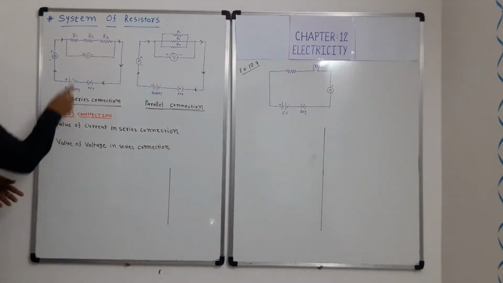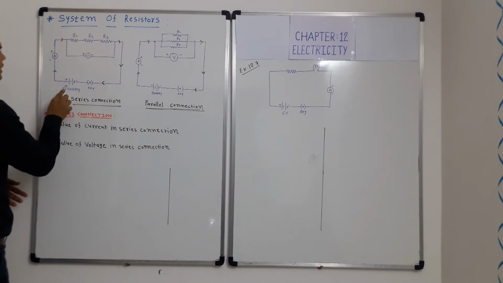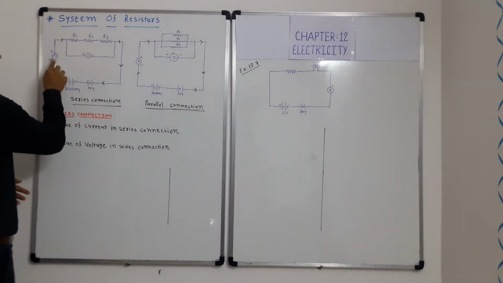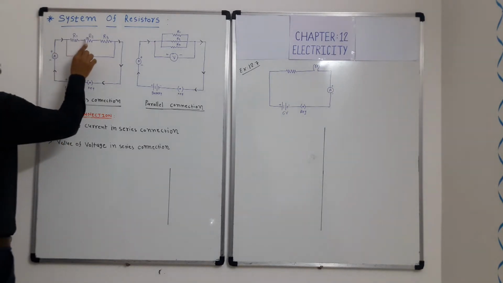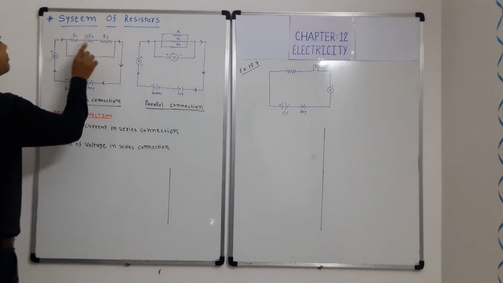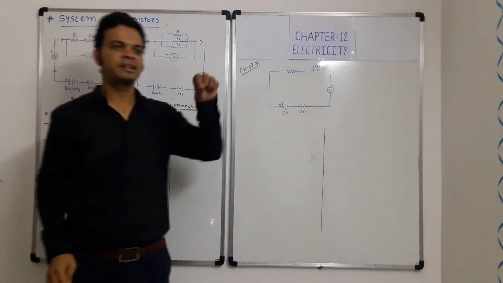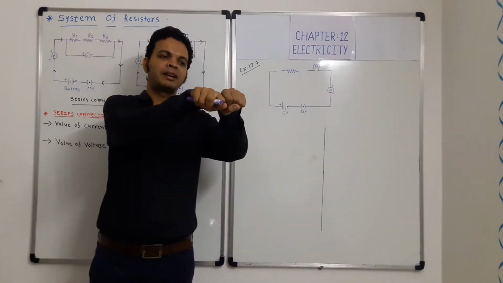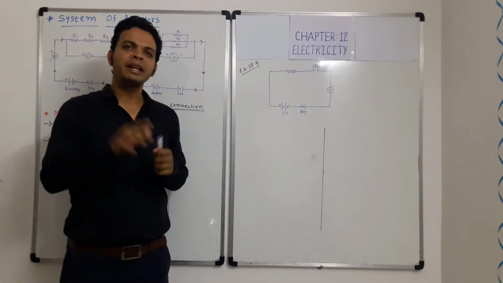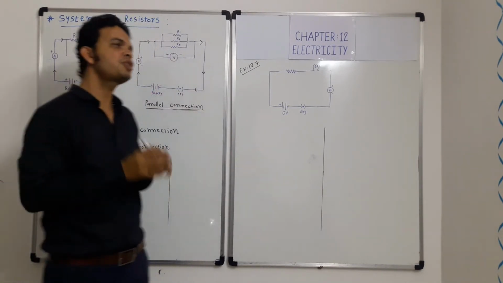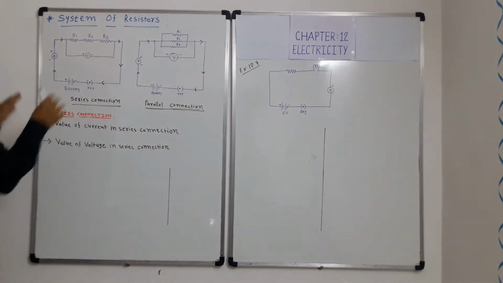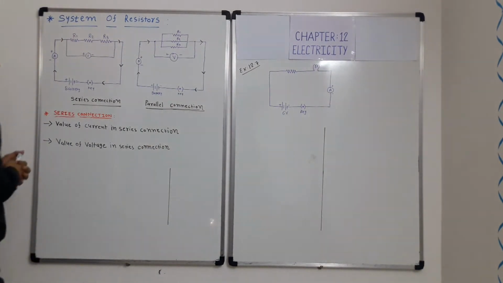So when this is the electrical circuit, a battery is there, then ammeter is there, voltmeter is there, and we have connected here three different resistances R1, R2 and R3 side by side. That means this is, let's say, R1, then this is R2 and this is R3. So when all three resistances are connected side by side, such a connection is known as a series connection.